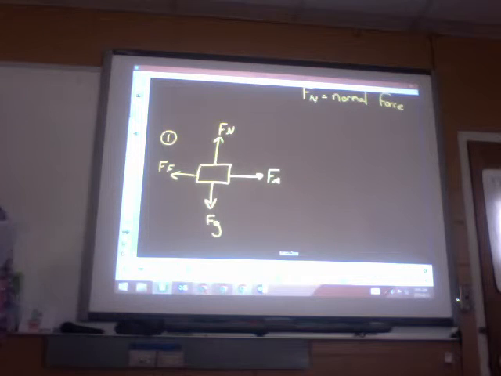We might not use all of those. Quick question: if there's an applied force, is there always going to be a friction? Unless it says no friction. Right.